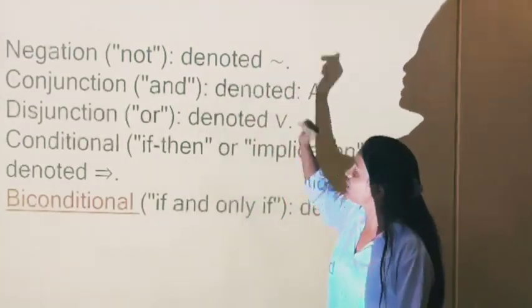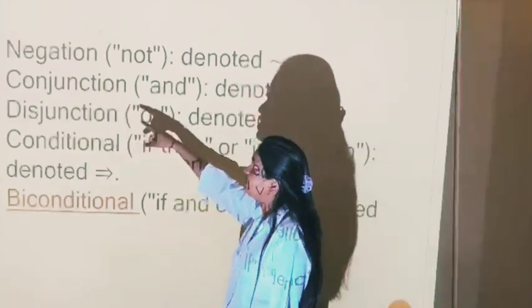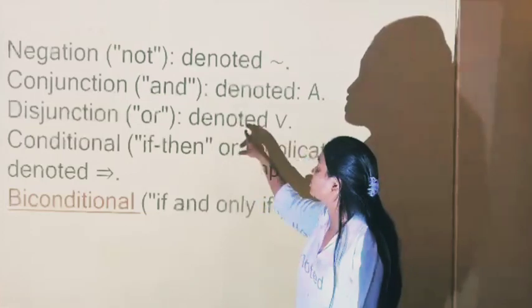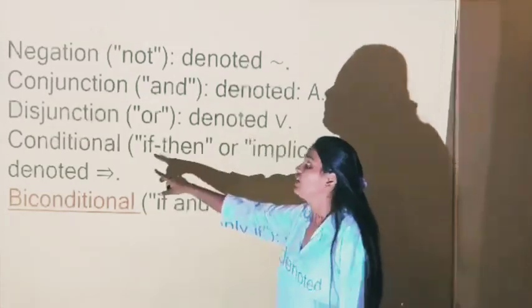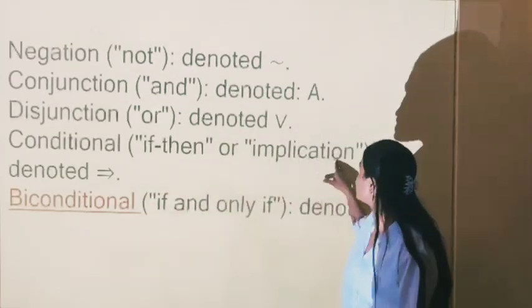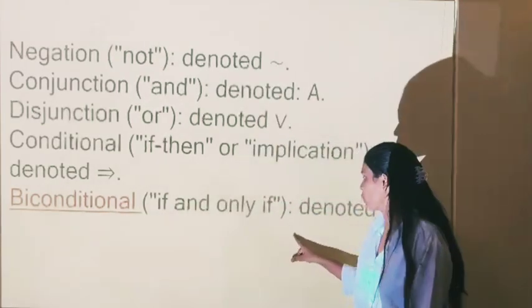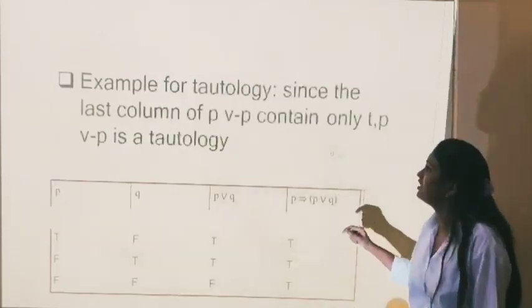Negation, not, denoted by ¬. Conjunction, and, denoted by ∧. Disjunction, or, denoted by ∨. Conditional, if then, or implication, denoted by →. Biconditional, if and only if, denoted by ↔.